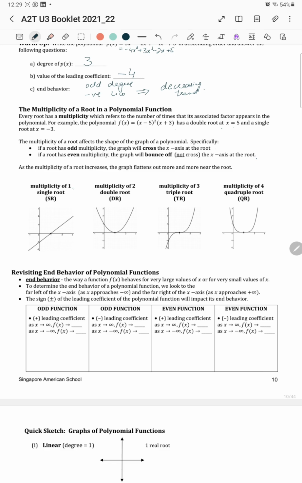For example, if it has one single root, it is crossing the x-axis at the single root. If it has multiplicity of 2, a double root, it is bouncing at the double root like this. It is 3 roots, so it is 1, 2 and 3. 4 roots, 1, 2, 3 and 4.